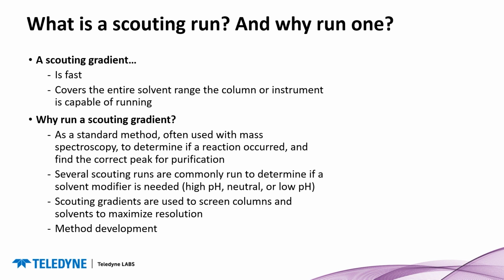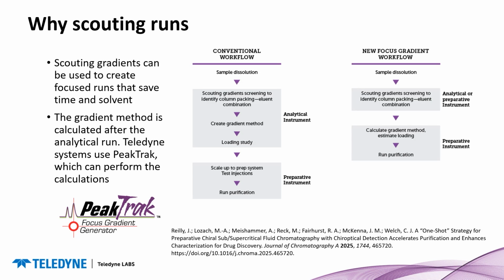When I say that the column will be run over the entire solvent range of the column or instrument, some columns may have solvent composition limits, such as some chiral columns that degrade with certain solvents, and SFC systems are typically limited to 50 to 70% strong solvent. Scouting runs allow development of methods that purify compounds quickly to save time, money, and solvent.